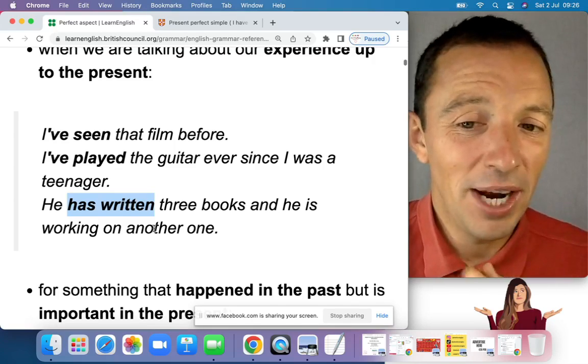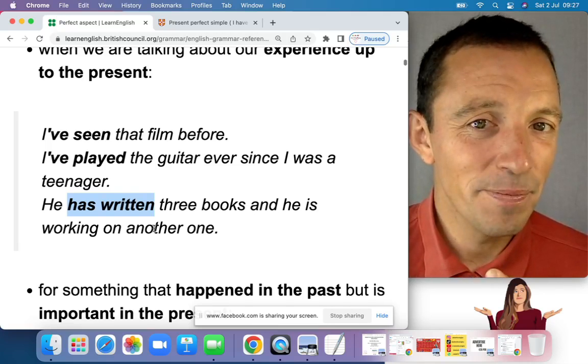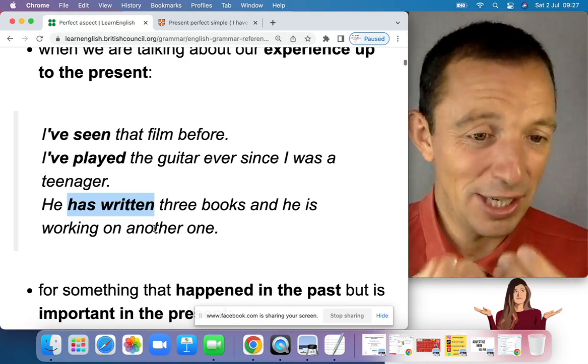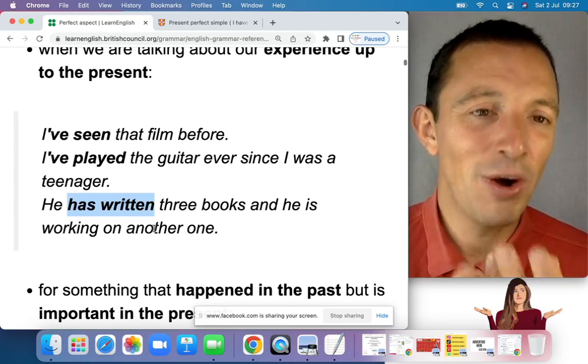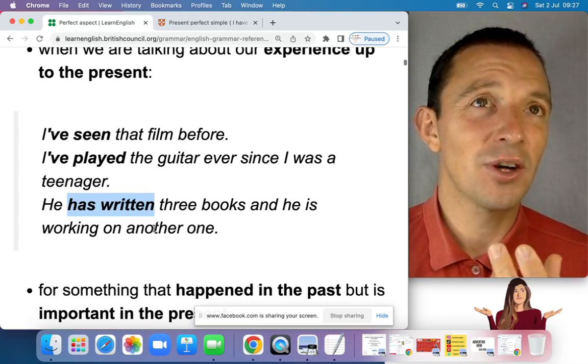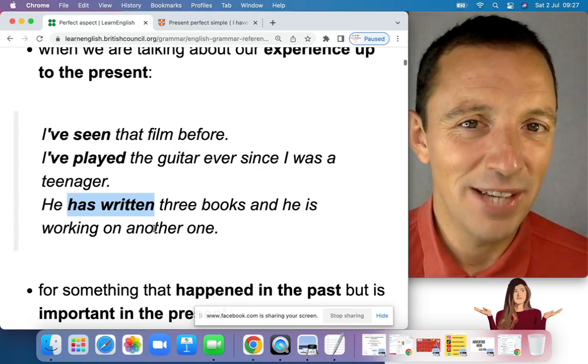Does it continue in the present? Probably not. The action probably does not continue in the present, but it's relevant to the present. The consequences are relevant to the present.